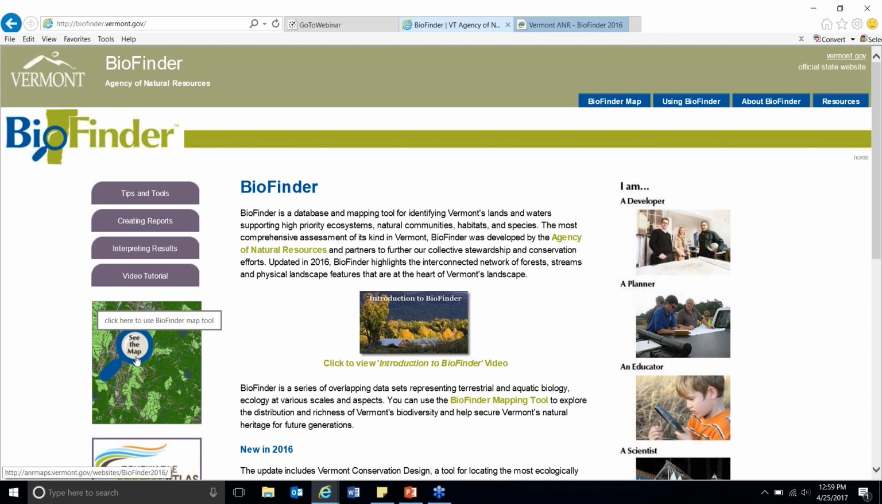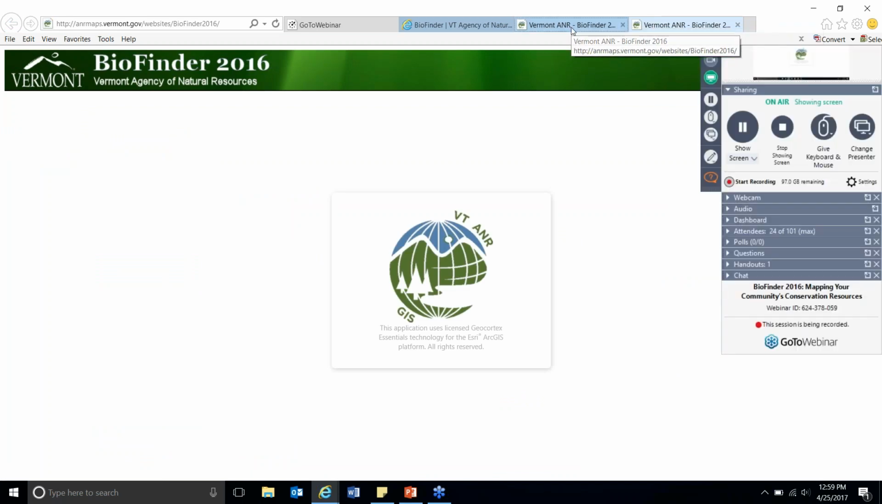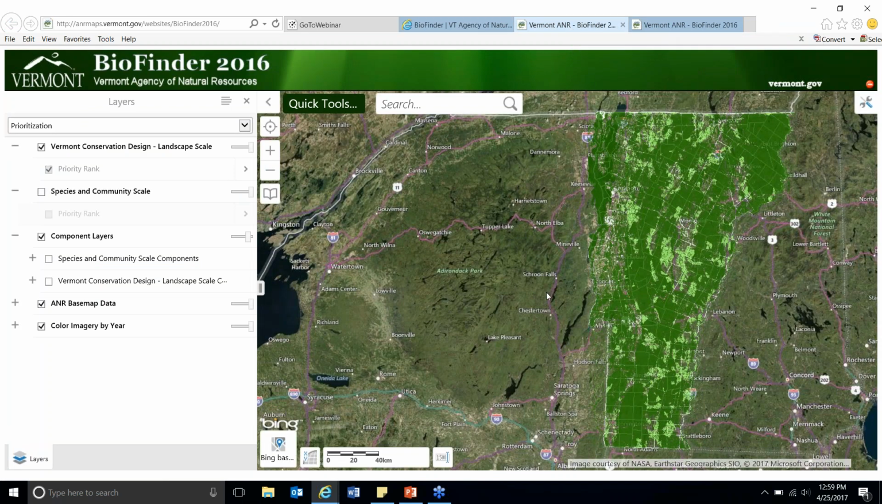But the most important part is this icon right here where it says see the map. You can click there and it will open up the map in a new tab. I'm not going to wait for it because I already have it in another tab, but it looks like this, and you'll see the state of Vermont highlighted in green when you go there. Now, when you first open BioFinder, there's one thing checked on, and it's this Vermont Conservation Design Landscape Scale. I'll use this to show in general how this works.